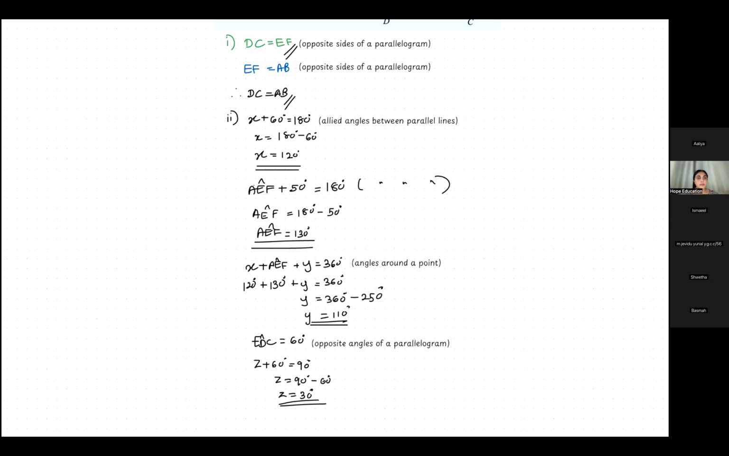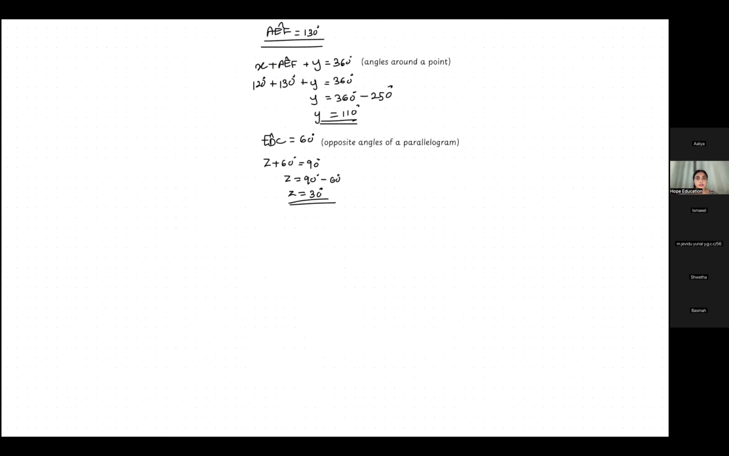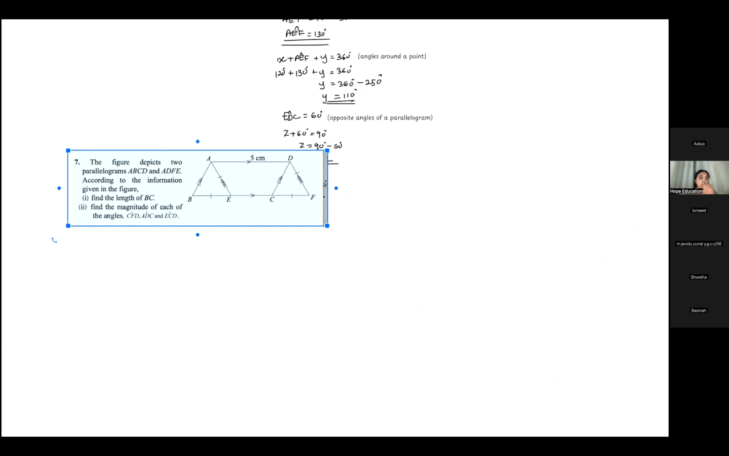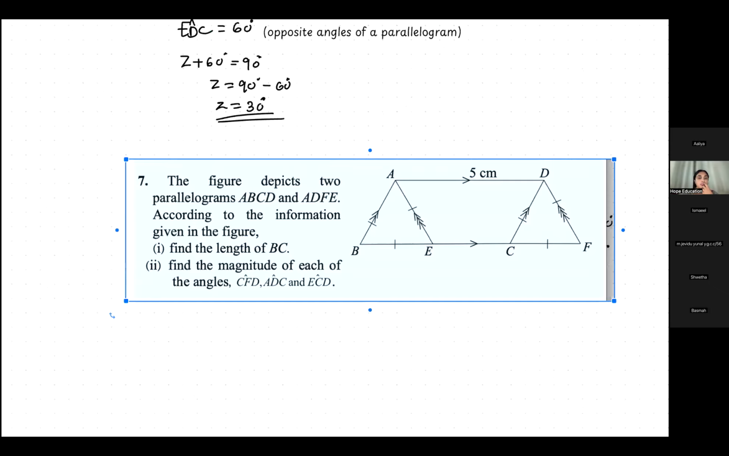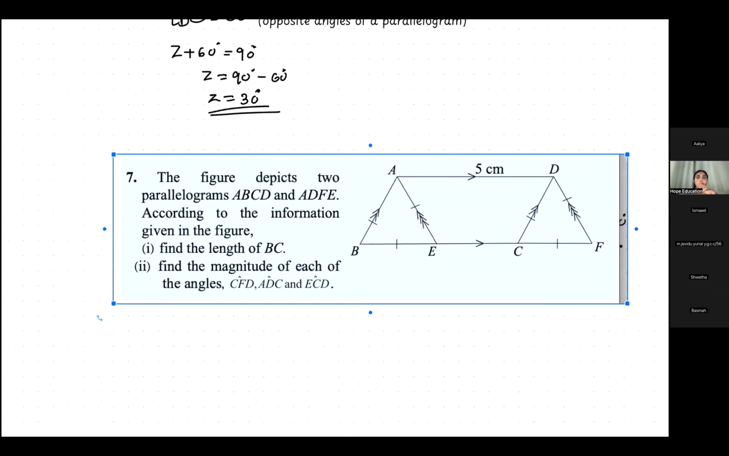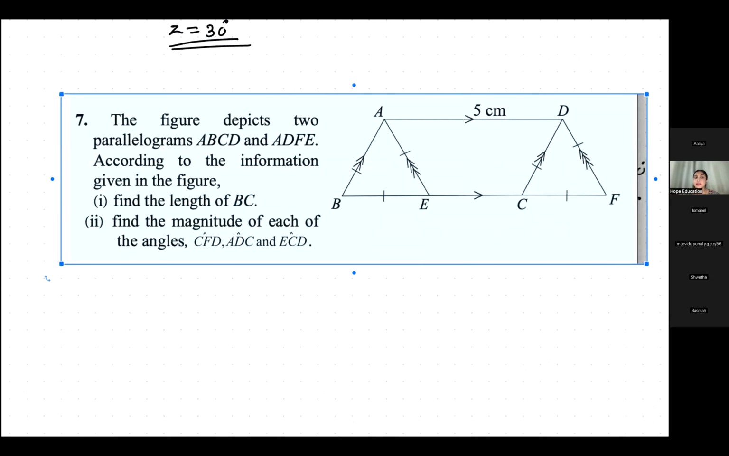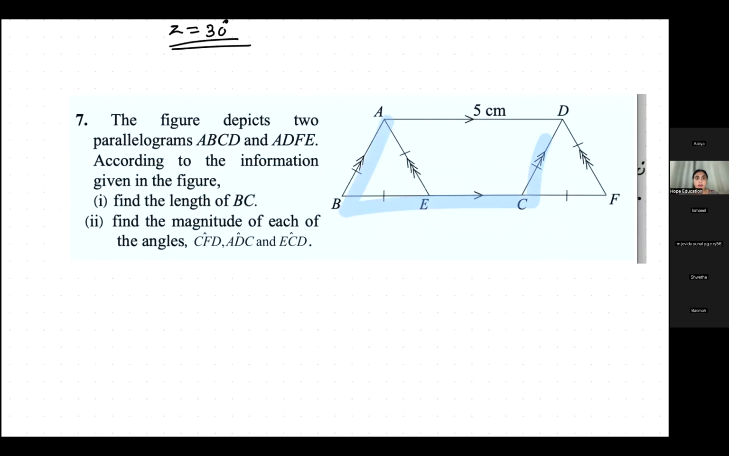The figure depicts two parallelograms, ABCD and ADFE, according to the information given in the figure. ABCD, yes, we do have it here. And ADFE, yes, that's another parallelogram. Okay, we can see the two parallelograms.